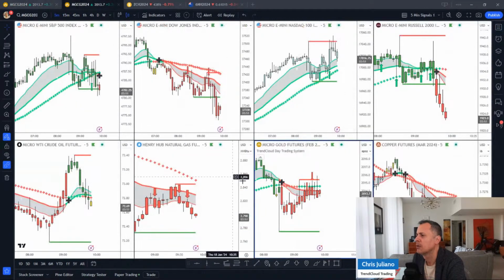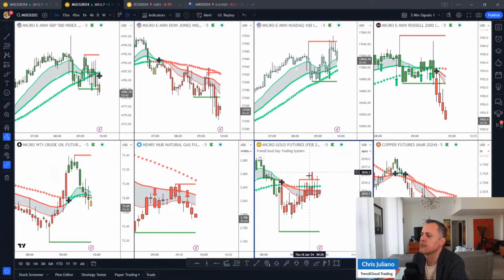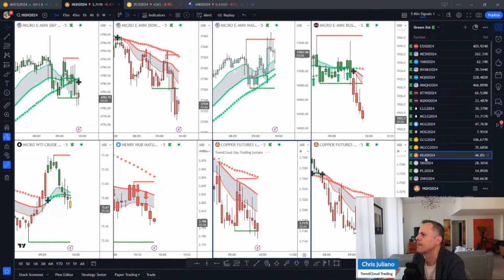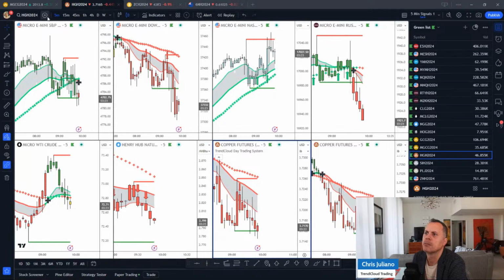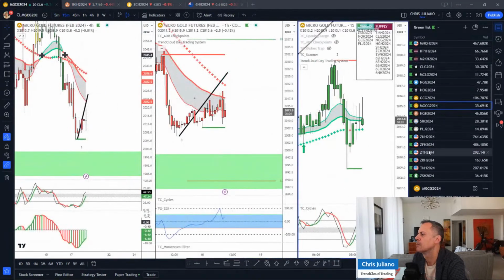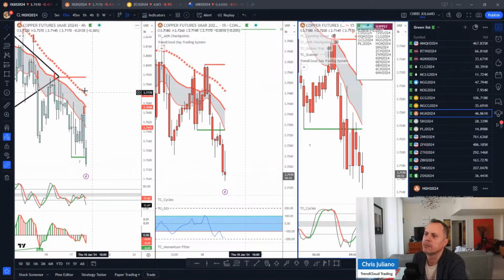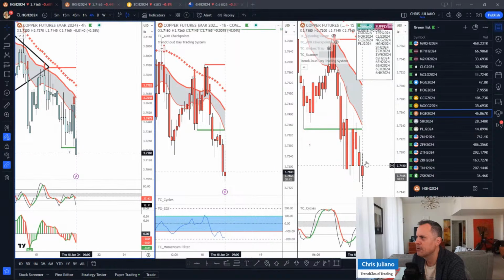Let's continue. Micro gold, that short right here, is setting up against momentum. Can't really take that. Copper is working out. Let's go over to copper. Okay, so copper's in an extended trend. Momentum is still down.